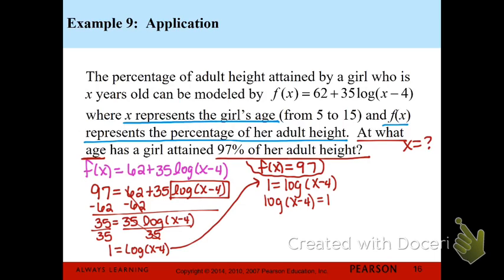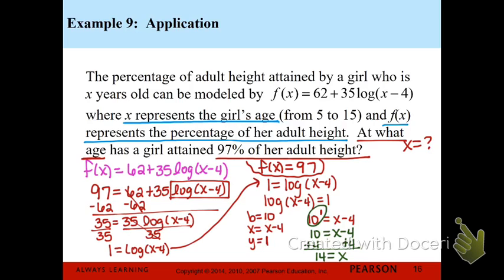So what is my base here? 10. What is my X? X minus 4. And what is my Y? 1. So exponential, remember, is B to the Y equals X. Well, what is 10 to the first? 10. Equals X minus 4. What do we do? Add 4. And we find 14 equals X.